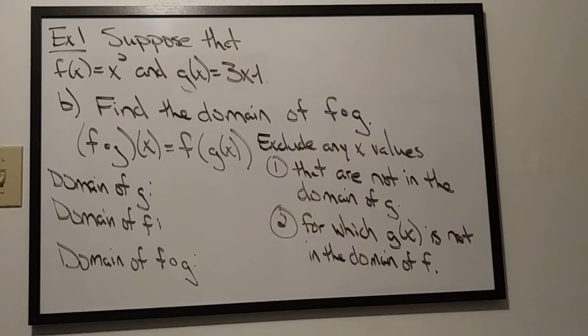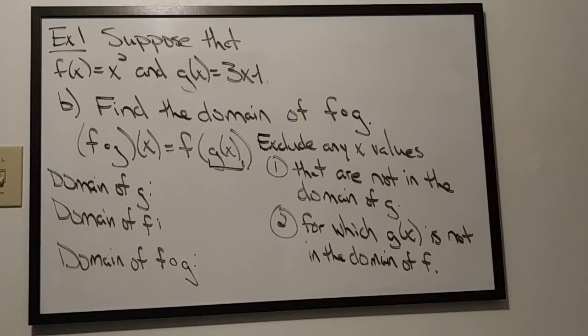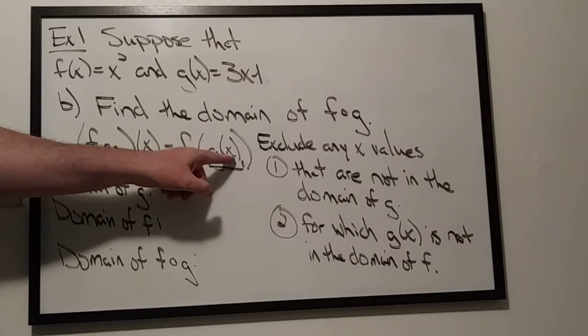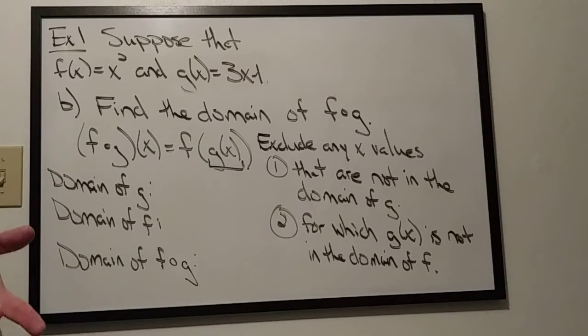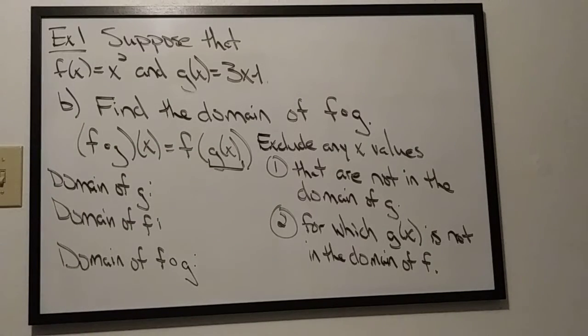And using the ideas we talked about in part A, you start on the inside and you work your way out. So the very first thing that you have to evaluate when you do f of g of x is g of x. So if you're looking at an x value that doesn't make sense for the function g, immediately you have to exclude that, because that won't work in this f composed with g world if it doesn't even work in the g world.